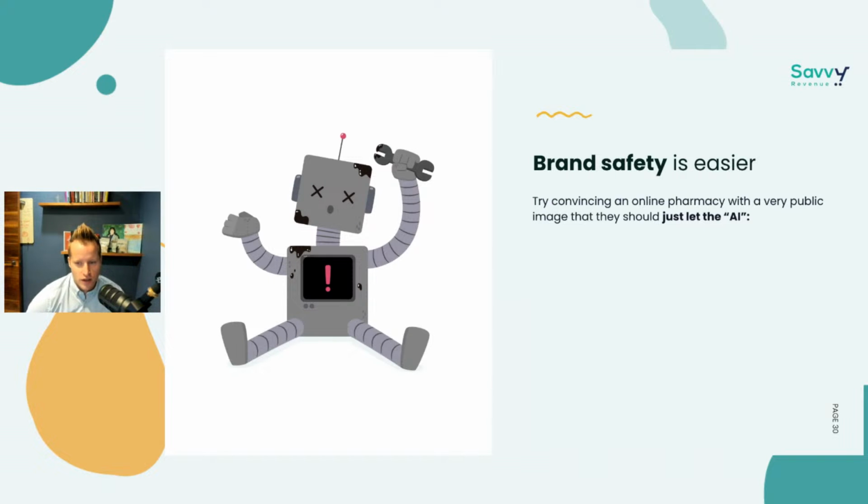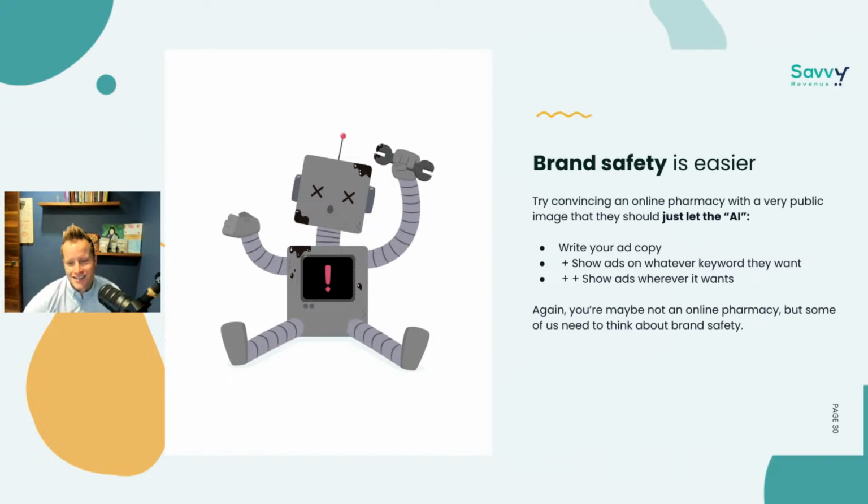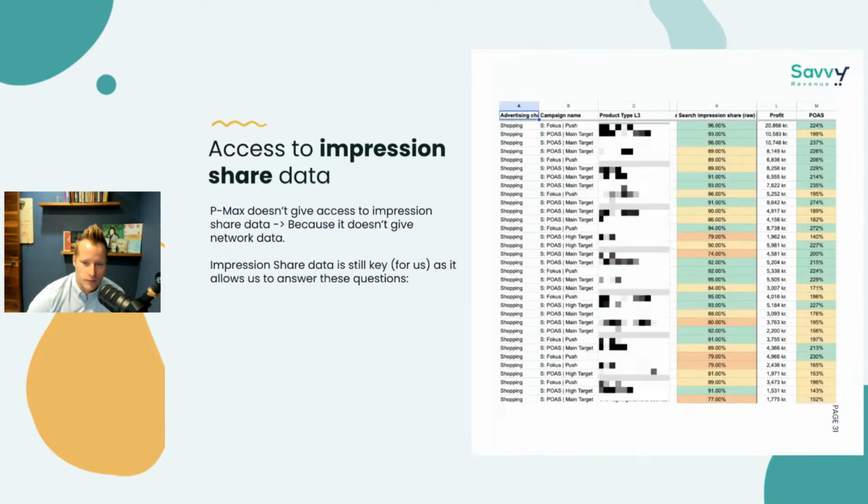Brand safety is just easier. Like, try convincing an online pharmacy with a very public image that they should just let the AI write your ad copy, show ads on whatever keyword it wants, and show ads wherever it wants. I can't do that. Most of us don't have to think about brand safety, but if you do, in any capacity, PMax is a really difficult thing to work with, in my opinion.